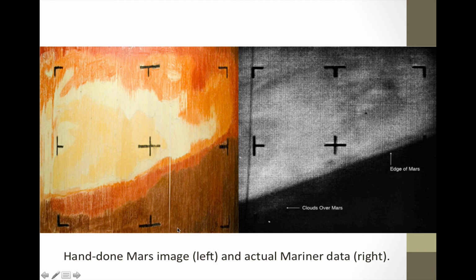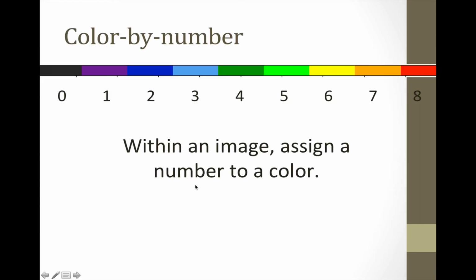So there on the left is the image that they colored in. And there on the right is the image that eventually came back from the computer, from Mariner. And it's not horrible. It's not great, but it's not horrible. You can see there's definitely similar structures in these 2 images. So it really wasn't so bad. It actually worked pretty well.